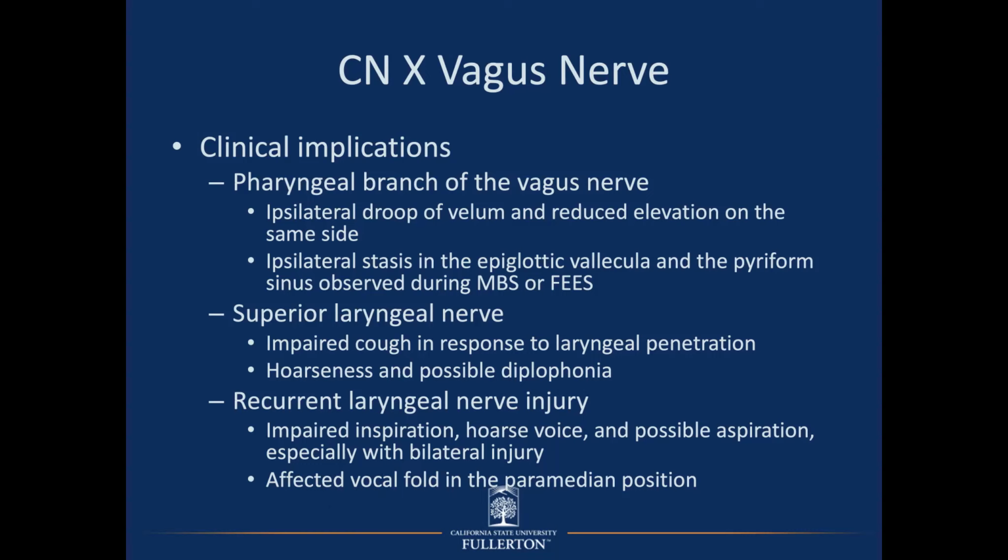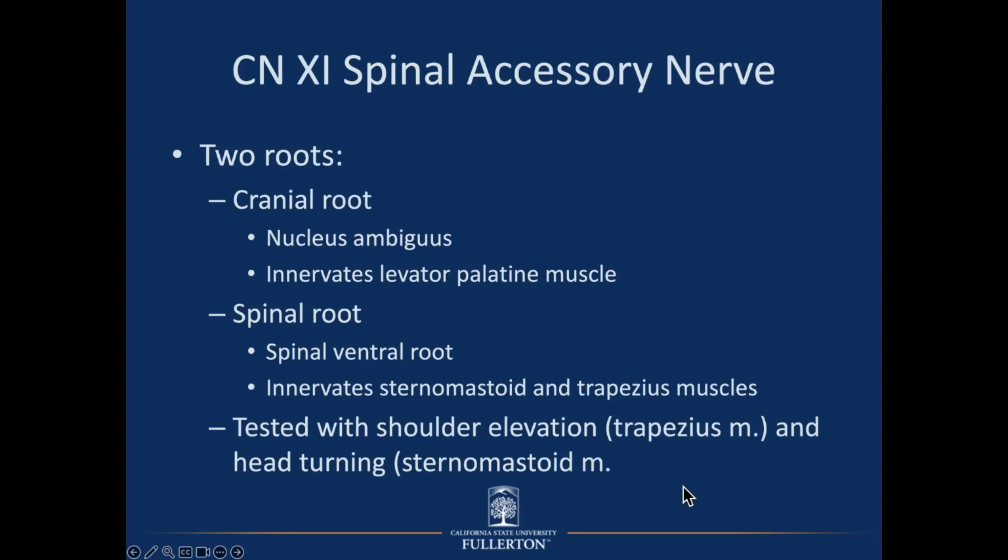But thyroid surgery, your thyroid is right here, and this nerve goes through the thyroid to get to where it's going in the larynx, and it's very easy to injure it. And so you get this problem. Vocal fold on the affected side in the paramedian position. Okay, we're almost there, actually.